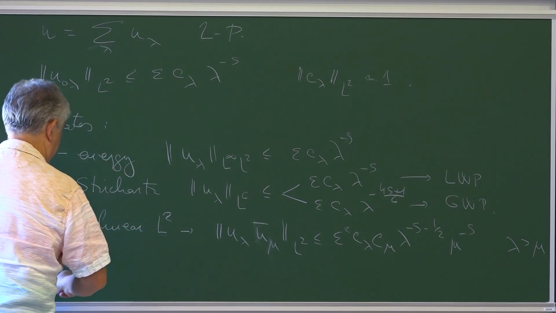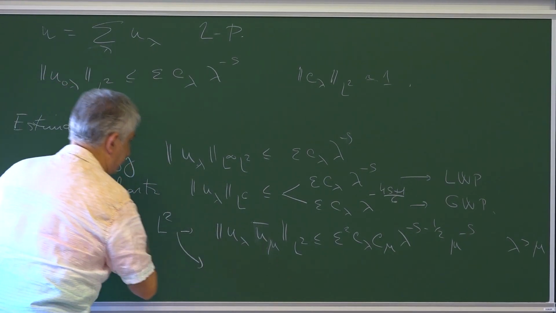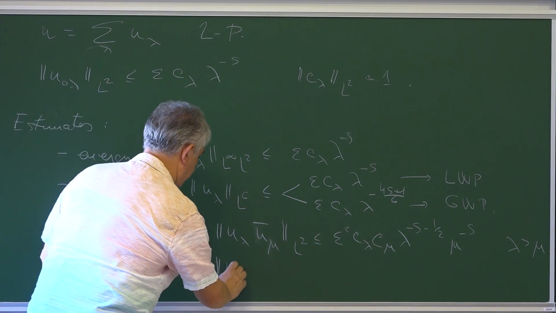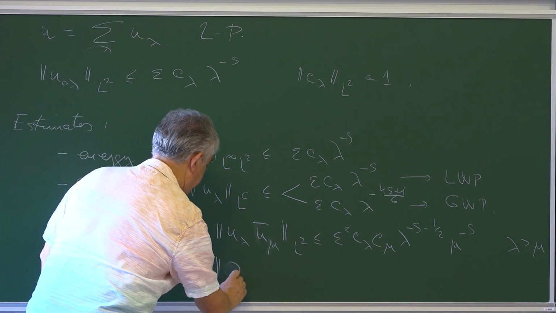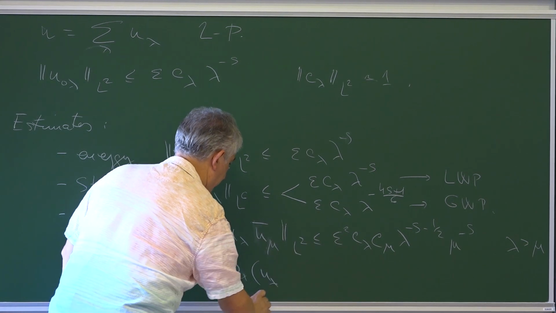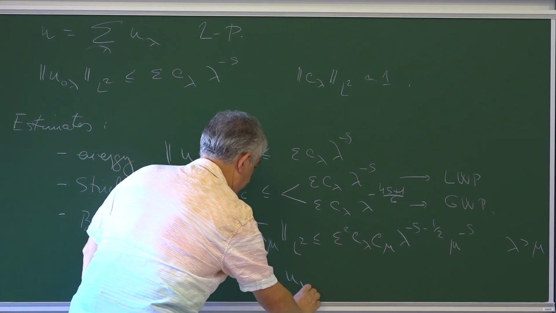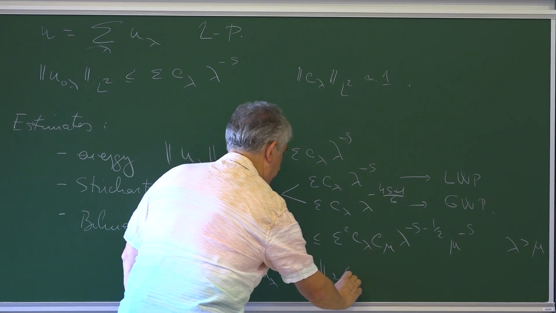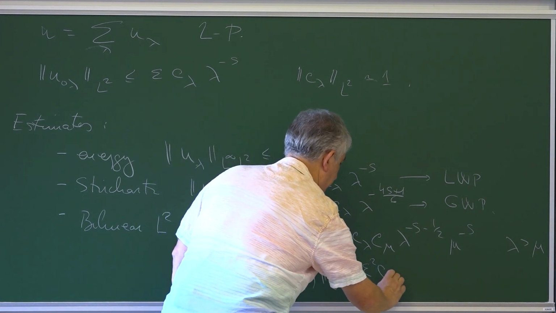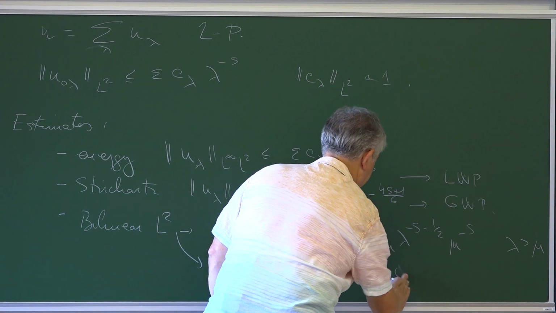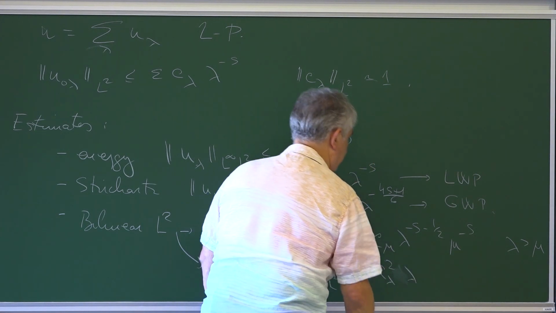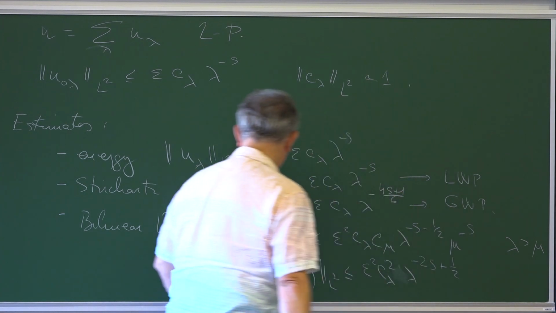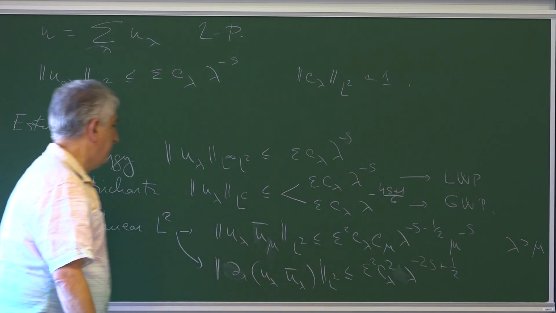And then the balanced version of this, which was the norm of u lambda, let's say dx u lambda bar in L2, smaller than epsilon square c lambda square, lambda to the power minus 2s plus 1/2. And so this is for balanced frequency interactions.